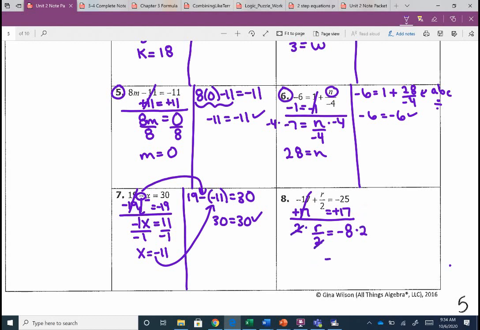Again, super easy check. You can use the ABC key if you want when entering that in your calculator. Or if you want to just use the division key, you can. We're going to get negative 25 on the left and on the right. We are balanced.